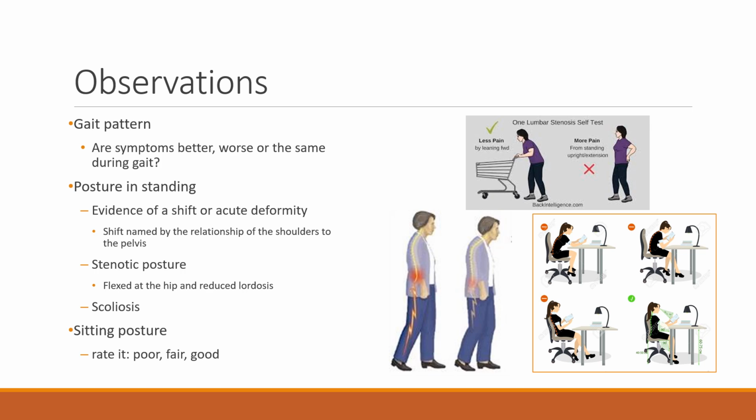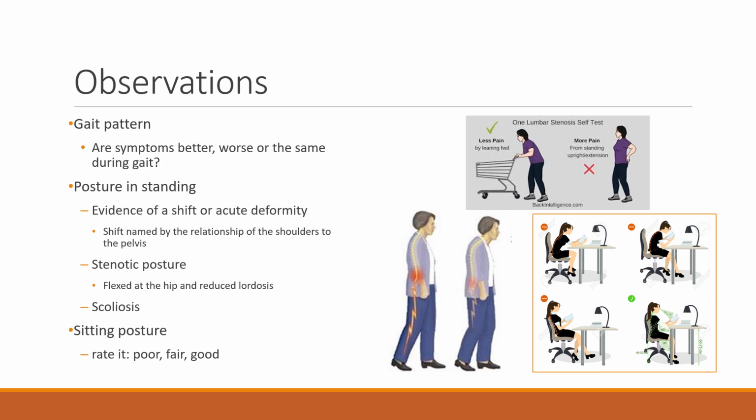With respect to sitting posture, I would recommend just rating it as poor, fair, or good. If we look at the graphic on the bottom right, we see 4 different sitting postures there. The 3 red marks next to the sitting posture would suggest that those sitting postures are not optimal, primarily because the lumbar spine is no longer in a normal lordotic position. The sitting posture in the bottom right-hand corner, where you see the green circle, is likely the best of all 4, where we see the lumbar lordosis in sitting.